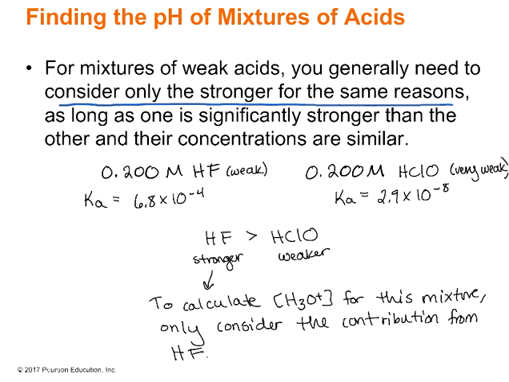So again, if you have a mixture of weak acids, we're only going to consider the contribution of hydronium ions from the stronger acid out of the two. But again, this only works if one is significantly stronger than the other and if their concentrations are similar.